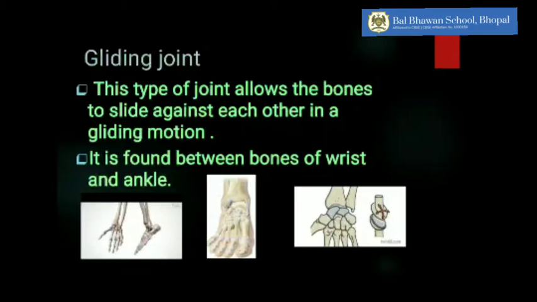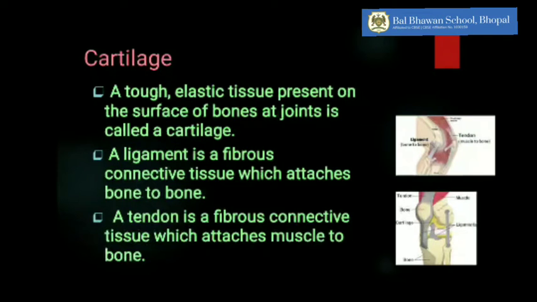Okay children? Now next is the last type of movable joint, gliding joint. This type of joint allows the bones to slide against one another in a gliding motion. Whenever you move your wrist to bend or pick up something, or you wave or you do bye-bye to your friends, you are moving using your gliding joint. They are found between your wrist and your ankles. So the gliding and sliding joint found between wrist and ankle is your gliding joint.